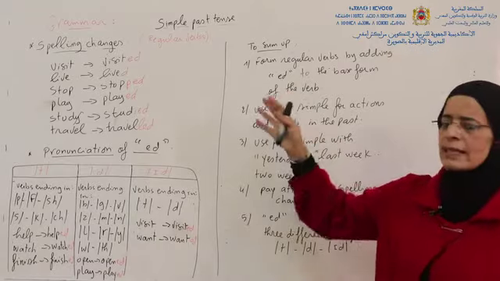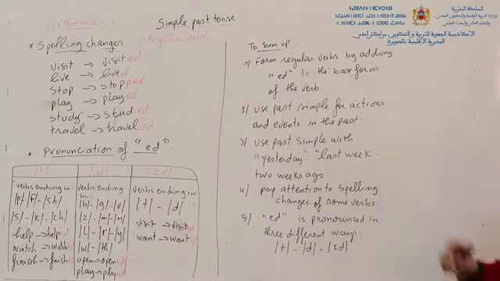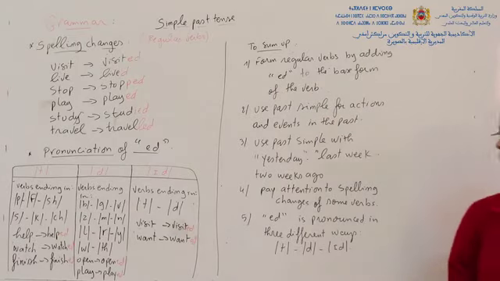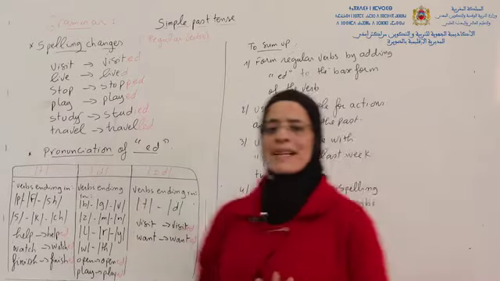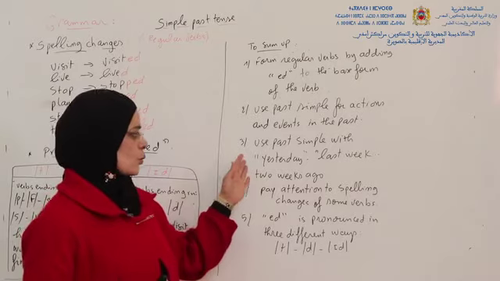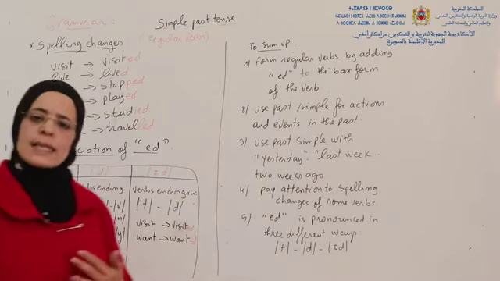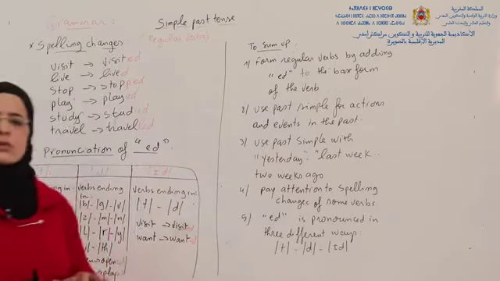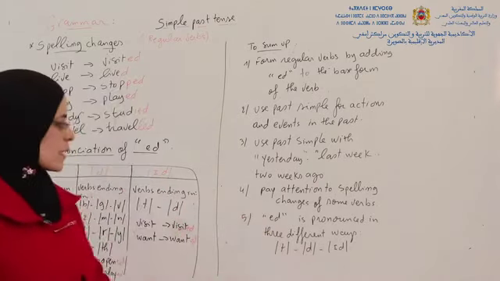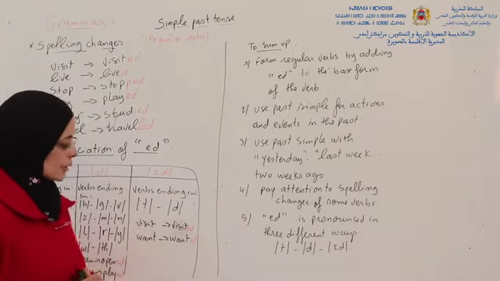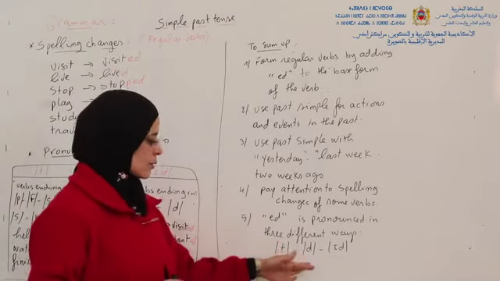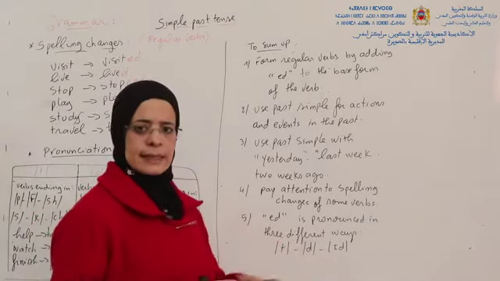So let's summarize. To sum up, first, form regular verbs by adding ed to the base form of the verb. Second, use past simple for actions and events in the past. Use past simple with yesterday, last week, last year, last month, 2 weeks ago, 2 years ago, etc. Pay attention to spelling changes of some verbs. Then last, ed is pronounced in 3 different ways: the sound t, the sound d, and the sound id.